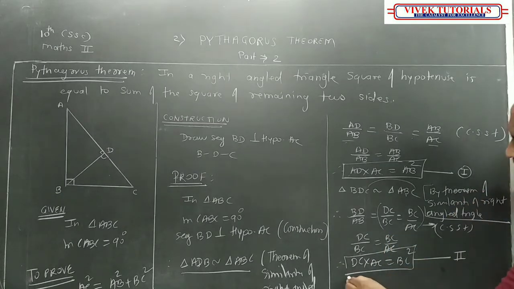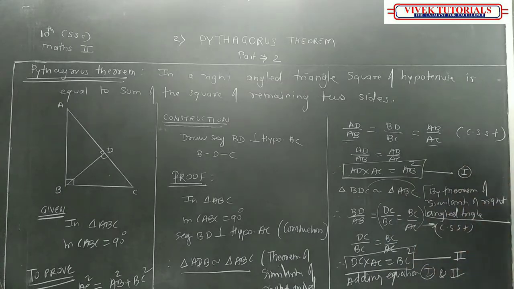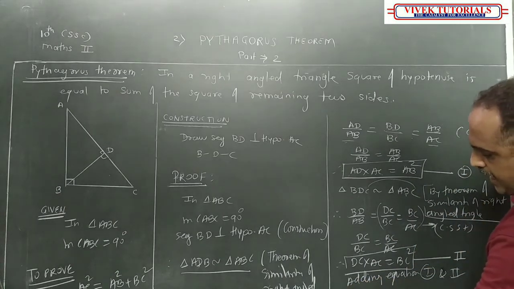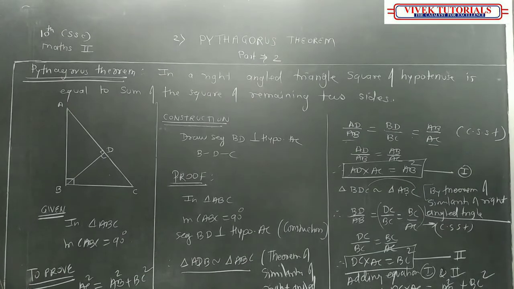If I am adding equation 1 and 2, while adding we always add the left hand side and the right hand side. So what you got now? AD into AC plus DC into AC is equal to what you got? AB square plus BC square.